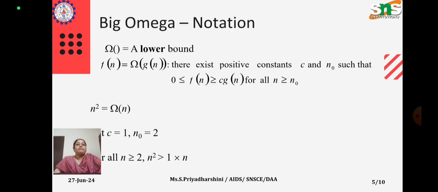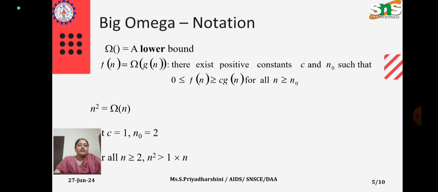The next one is big omega notation. As I told you, big omega will be the best case notation. It is the asymptotic lower bound of a function f of n for a given function g of n. The definition goes like this: f of n is equal to big omega of g of n if there exist positive constants c and n naught such that 0 is less than or equal to c into g of n, which is less than or equal to f of n, for all n greater than n naught.